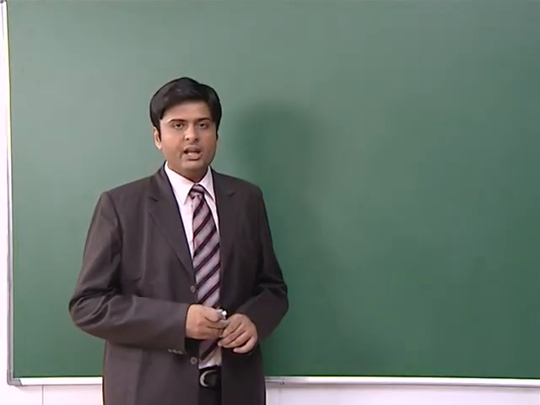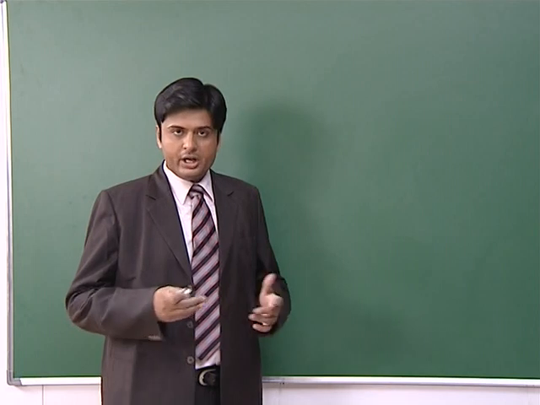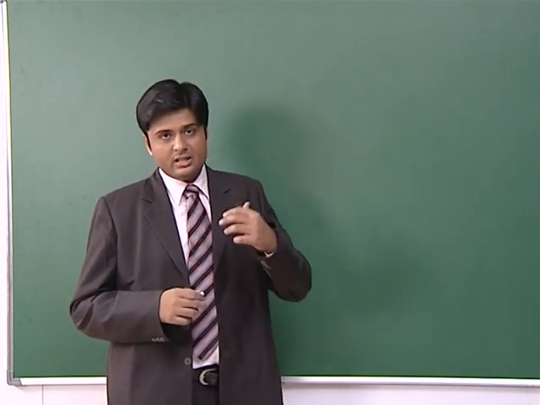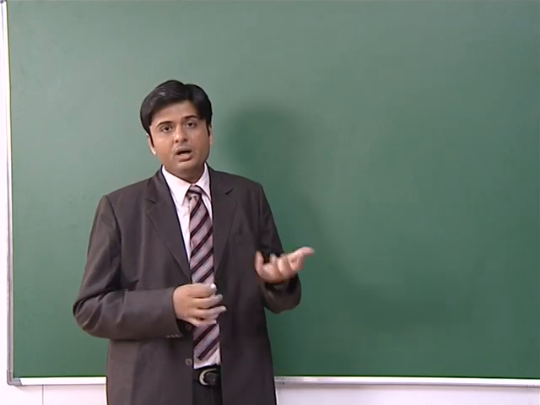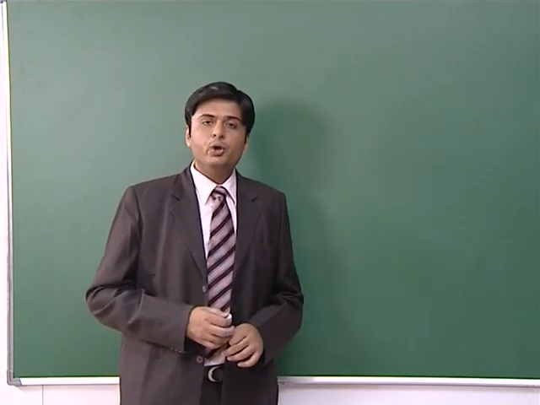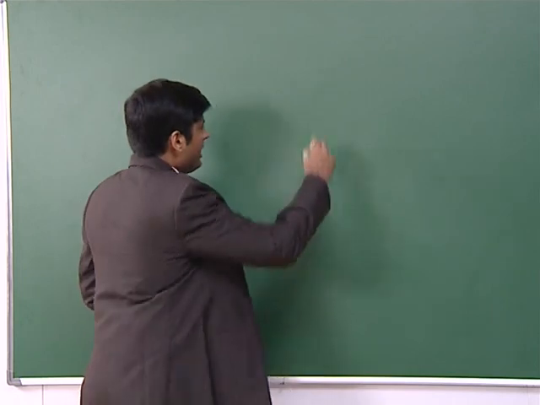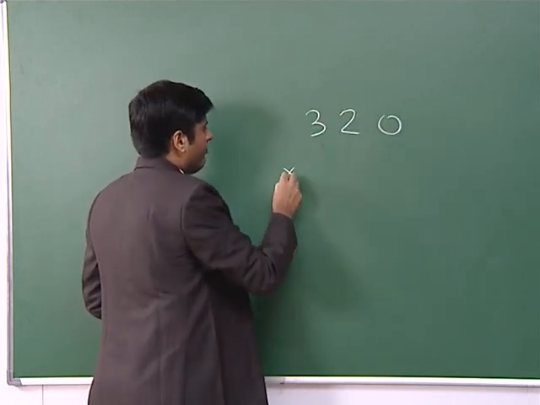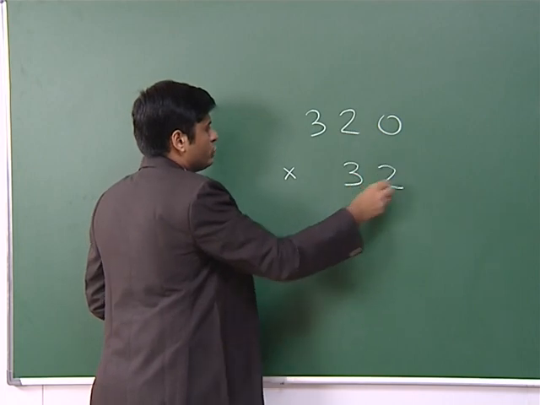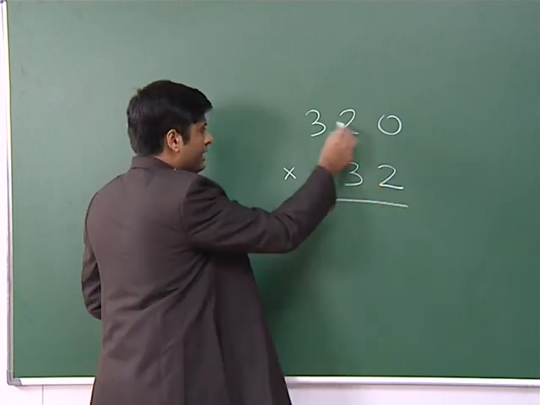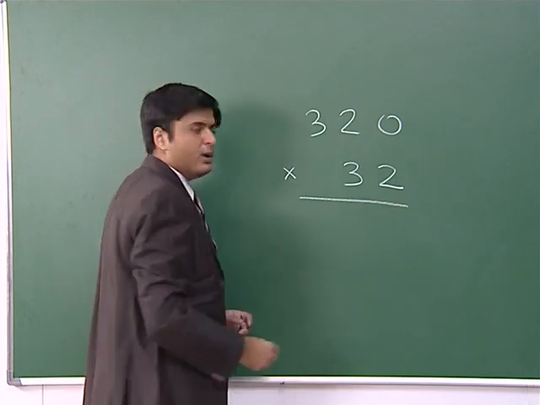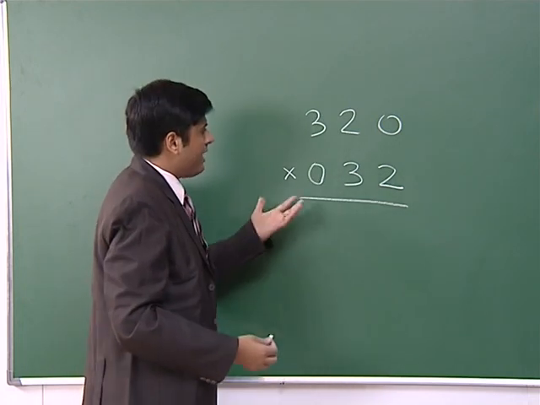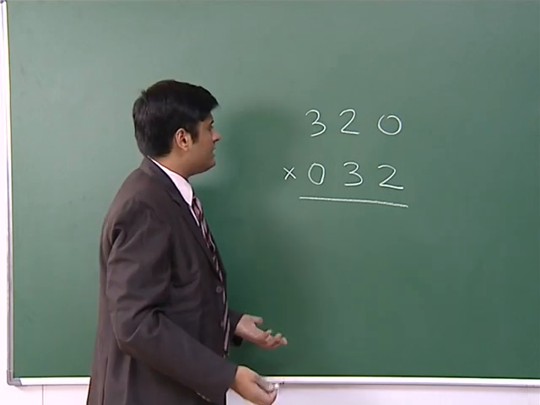Friends, we have seen how to multiply 2-digit numbers, 3-digit numbers, 4-digit. But what if there are unequal digits? Suppose you have to multiply a 3-digit number by a 2-digit number. Then what do? Very simple. Suppose I have to multiply, say, 320 with 32. 3 digits on the top, 2 digits below. What I do is very simple. I put a 0 here and I make it 3 digit and my answer is done.